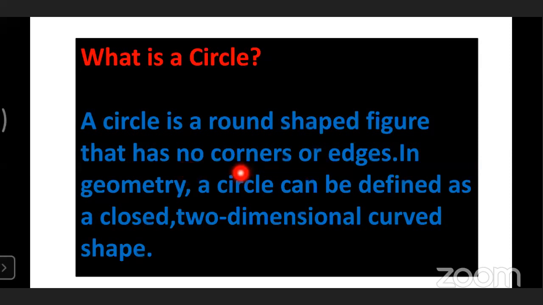In geometry, a circle can be defined as a closed two-dimensional curved shape. So this is the definition of a circle. Once again, I am repeating: a circle is a round shaped figure that has no corners. A square has four corners, a rectangle has four corners, but a circle has no corners or edges. In geometry, a circle can be defined as a closed two-dimensional curved shape. So this is a circle.